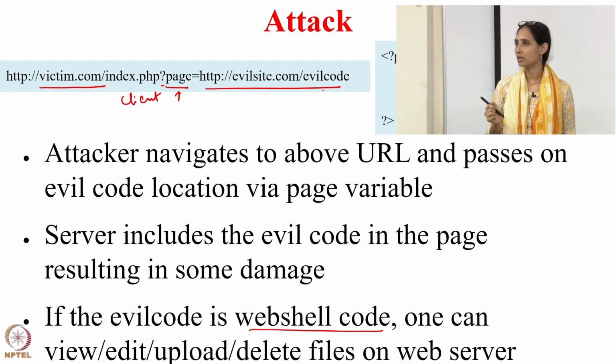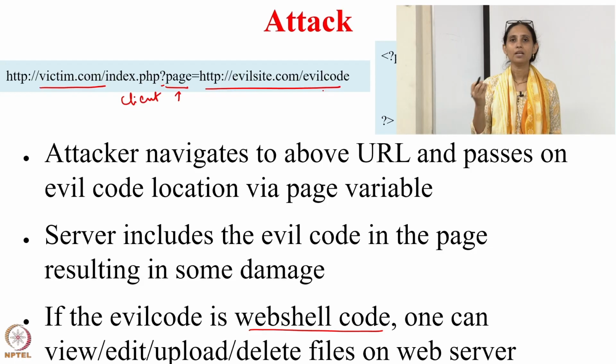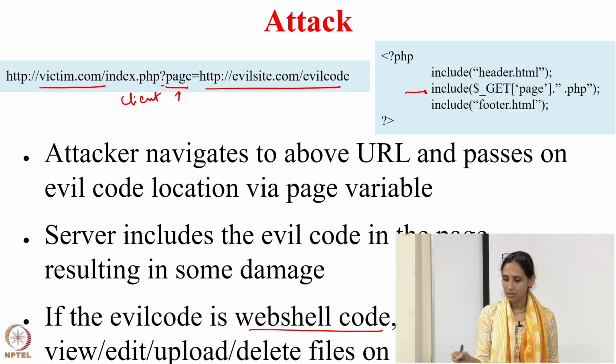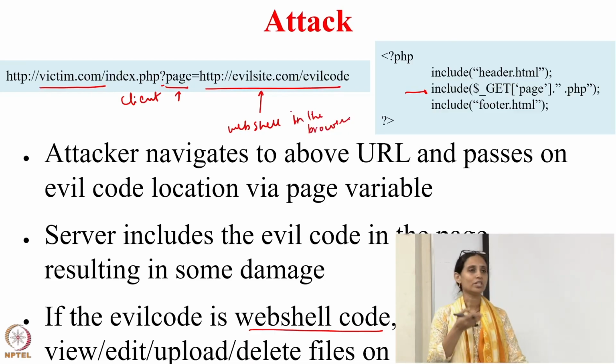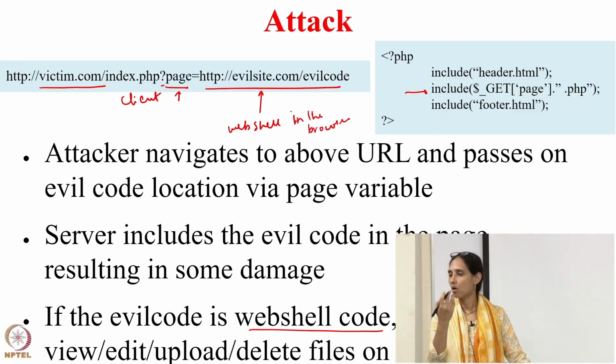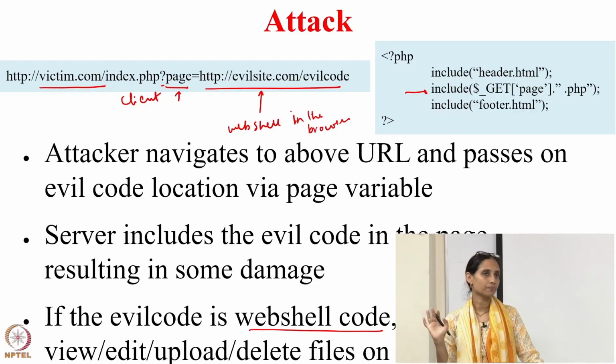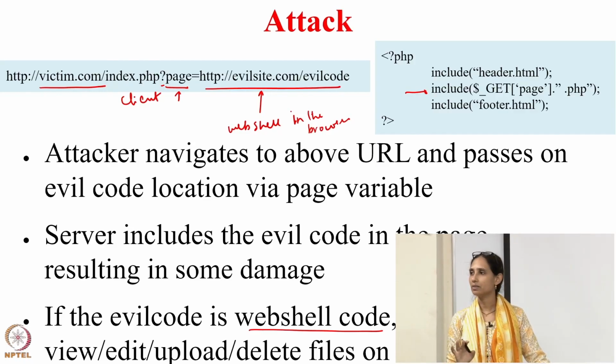Now, if this evil.code happens to be web shell code and you are asking PHP to execute it, then, for example, if this was the web shell code, the client, which is the attacker, will get a web shell in the browser. Basically, in the browser you will see a web shell, and then he can browse the server, he can do cd, ls, all those things. That way he will get to know more information about the server. Is it clear what has happened here?